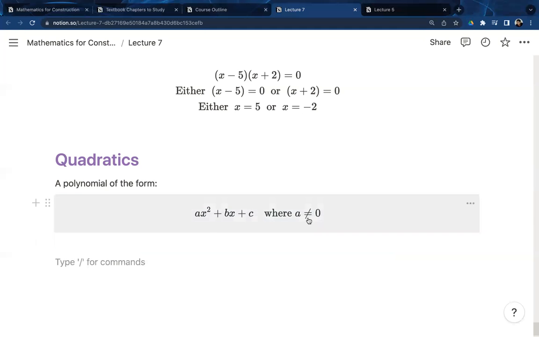Okay. The coefficient of x squared is not 0, because if the coefficient of x squared is 0, you have a straight line, right? What we call a linear polynomial. Quadratic polynomial, the highest power of x is 2, and the a is not 0. Okay, that's all it really is, right?